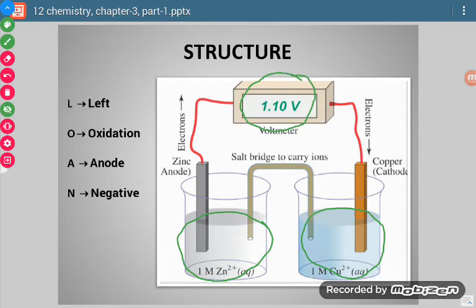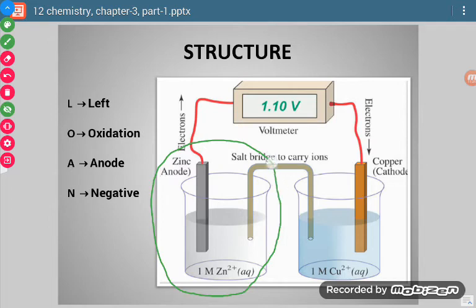Okay, now we have to remember a word: LOAN, LOAN. LOAN means L stands for left, O stands for oxidation, A stands for anode, N stands for negative. It means that whichever half cell we have placed on the left side contains the rod which is acting as anode, and that rod is negatively charged and oxidation process occurs there.